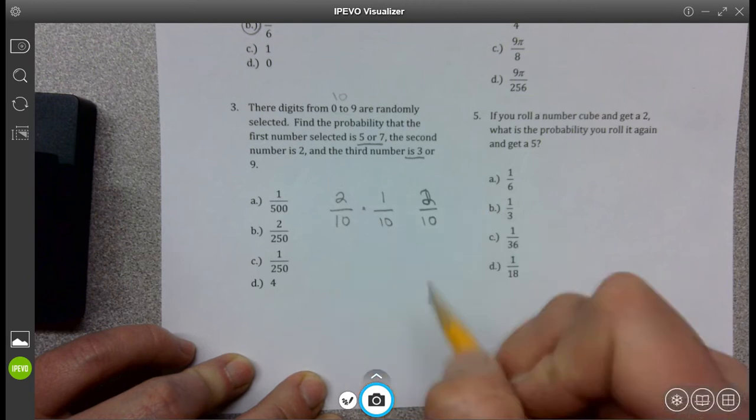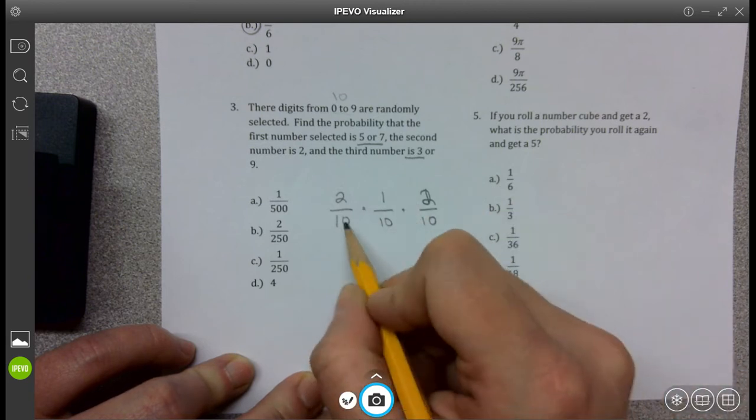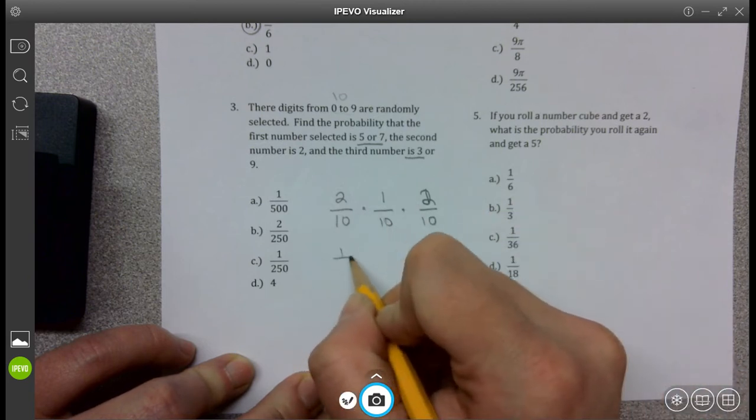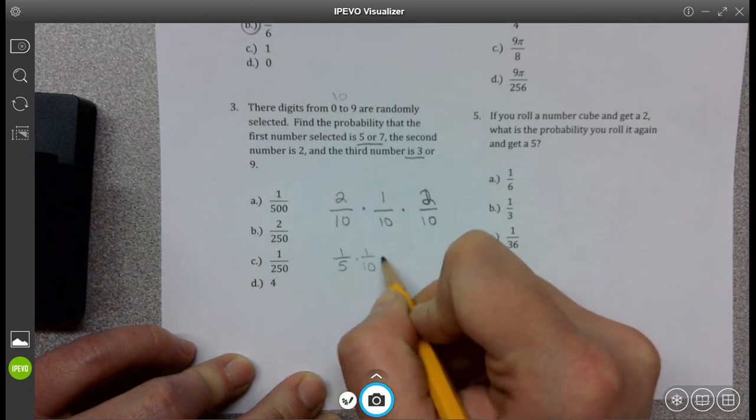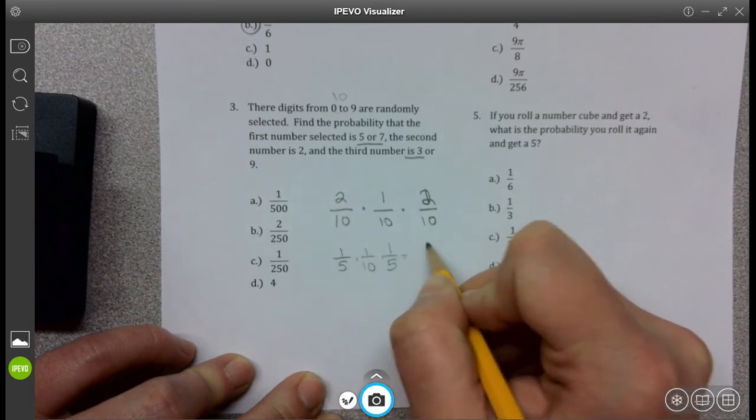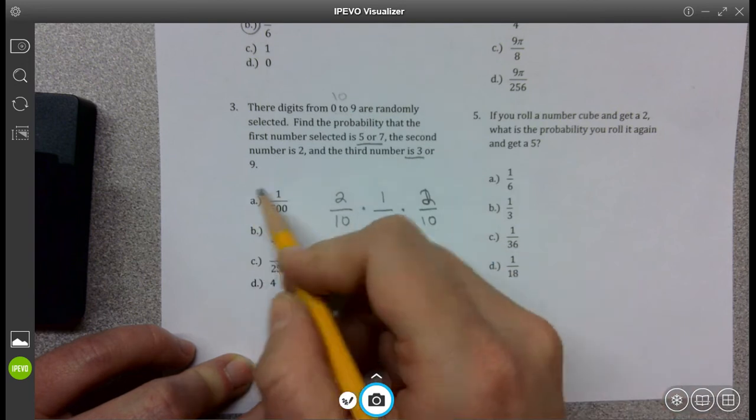If I do something, and then I do something, and then I do something, I multiply those ways together. This reduces to a fifth times a tenth times a fifth. So it's 1 out of 500, which is A.